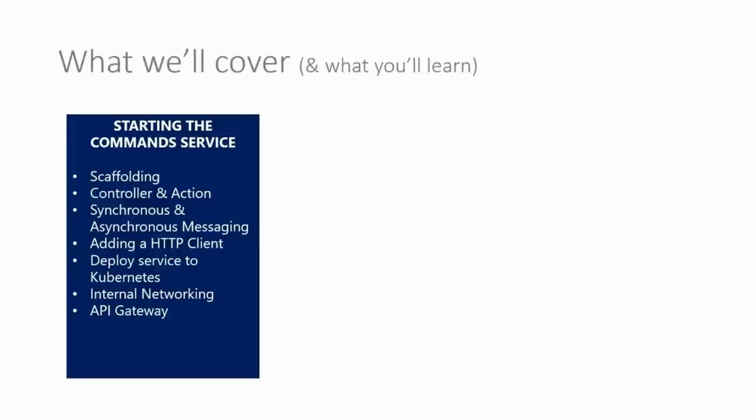In Part 4, we start with our commands service, but really this section is focused on synchronous messaging. So we scaffold up our command service to start with, we set up a controller and action, and then we look at messaging, synchronous and asynchronous messaging. As part of the synchronous messaging, we set up HTTP communications between both our services, our platform and command services. As part of that, we add an HTTP client to our platform service. We obviously have to deploy our command service into Kubernetes. We do some internal networking, and we also stand up an API gateway. So it's a really big section where we cover an awful lot of material.